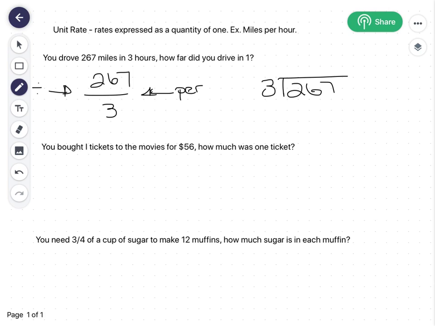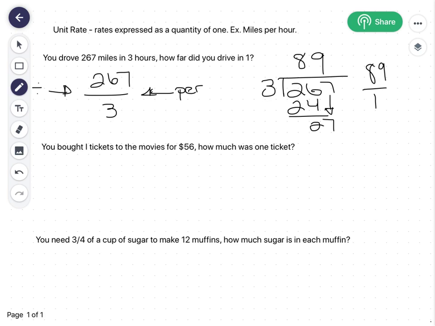So 3 goes into 2. It doesn't. 3 goes into 26 8 times, and it's 24. 26 minus 24 is 2. Carry down the 7, 27. 3 goes into 27, well, one more time, so it goes into it 9 times. So there are 89 miles per 1 hour. You go, in 1 hour that you drive, you travel 89 miles if in 3 hours you went 267.